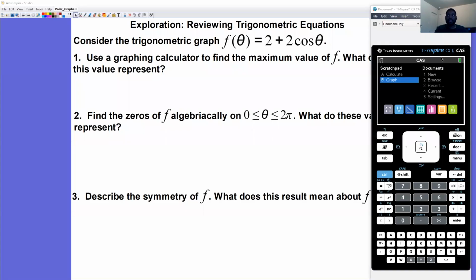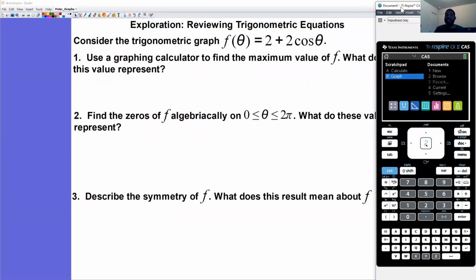And so what we're going to do first is take a look at an exploration dealing with a trigonometric equation, as you see here on the screen. I have my calculator up because parts of this exploration do require us to look at the graphing calculator. It says, consider the trigonometric graph f of theta equals 2 plus 2 cosine theta. Use the graphing calculator to find the maximum value of f. What does this value represent?